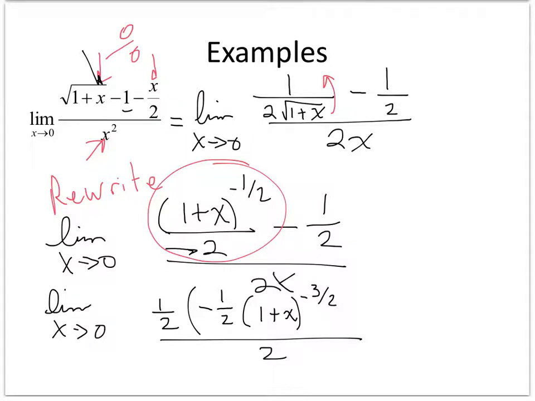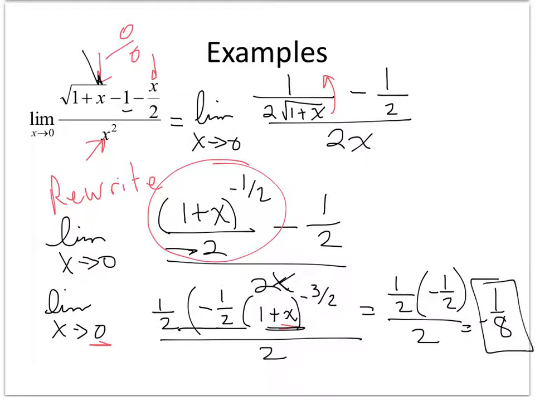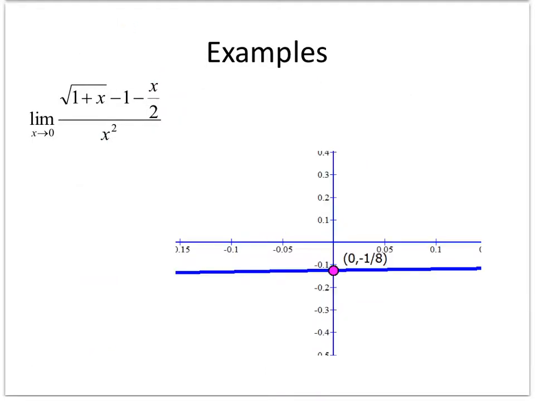Because this kind of got covered up, that was 2x, and I took the derivative of the bottom. So now I see I can actually plug in 0, and I end up with 1/2 times -1/2. This inside, 1 plus 0, 0, anything 1 to anything power is 1. So I just simply get those two pieces over 2, which gives me -1/8. And the graph of this, I see that that does match up.